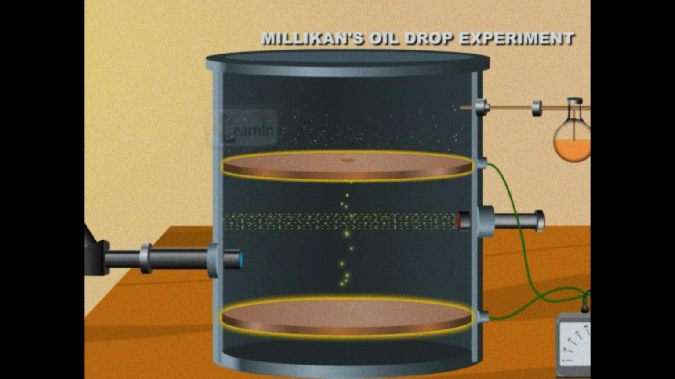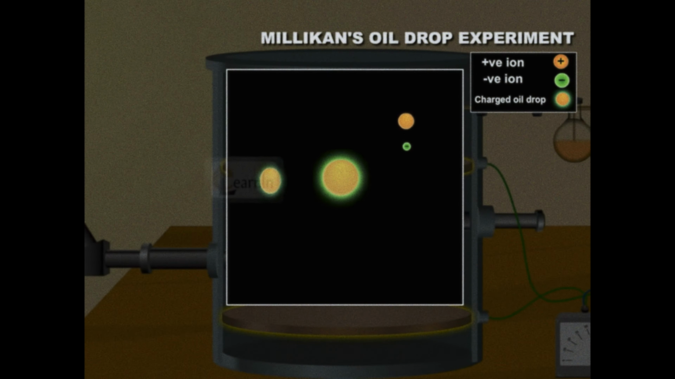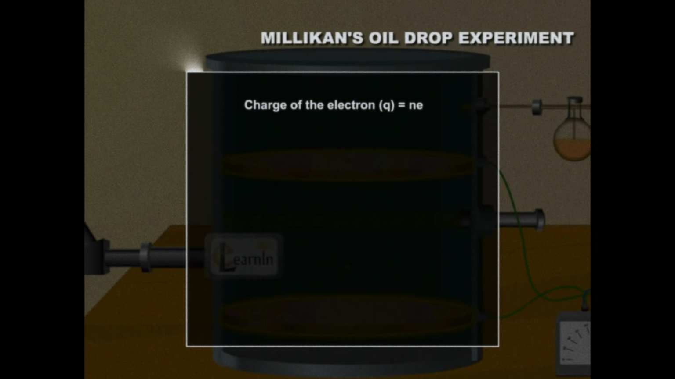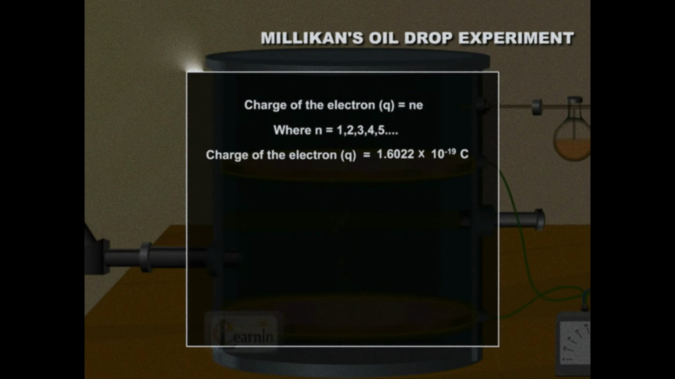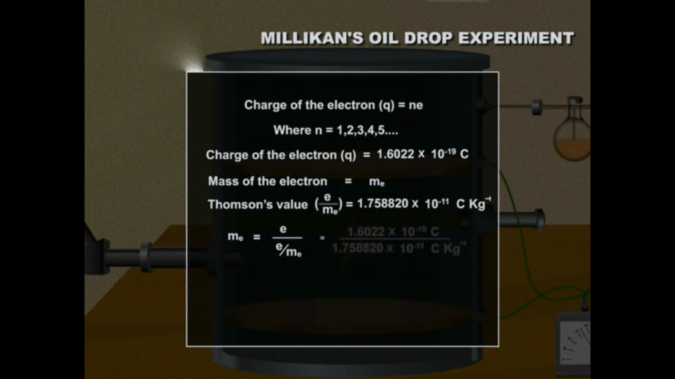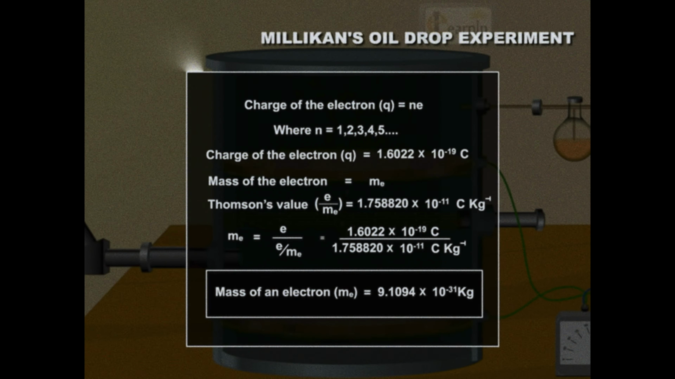With this experiment, he observed that the magnitude of electrical charge q on the droplets is always a multiple of electrical charge e. That is, q is equal to ne, where n is equal to 1, 2, 3, and so on. Using the value of charge of the electron, the mass of the electron, m_e, was then determined by combining Thomson's value of e by m_e ratio. The value shown is the value of the mass of an electron.